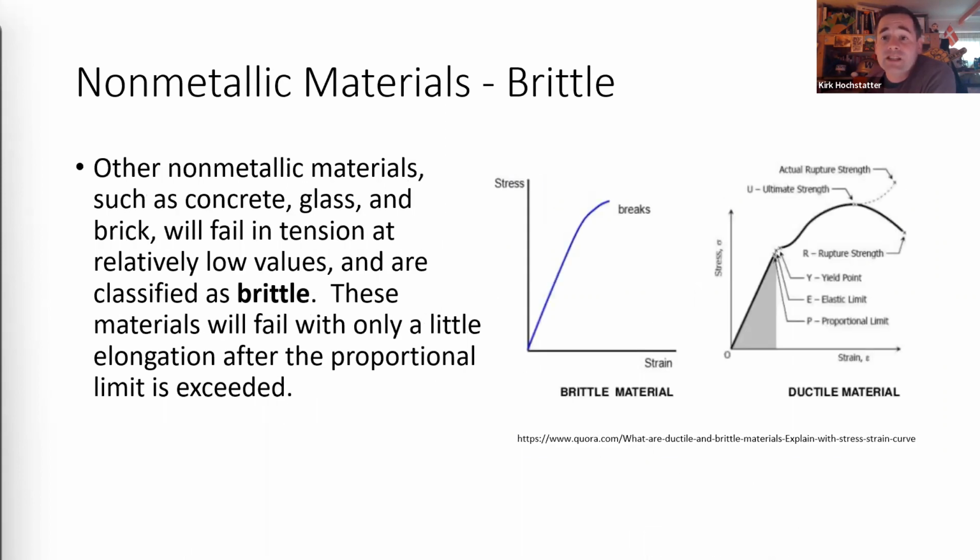Materials that fail in tension at relatively low values of strain are classified as brittle. Examples are concrete, stone, cast iron, glass, ceramics, and a variety of metallic alloys. Brittle materials fail with only little elongation after the proportional limit is exceeded.